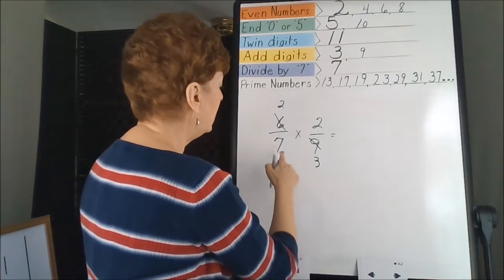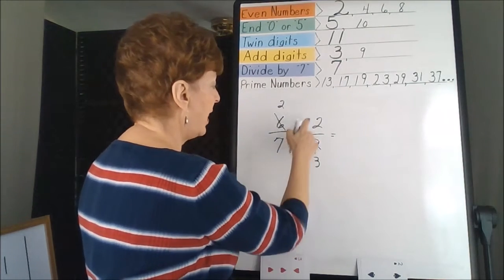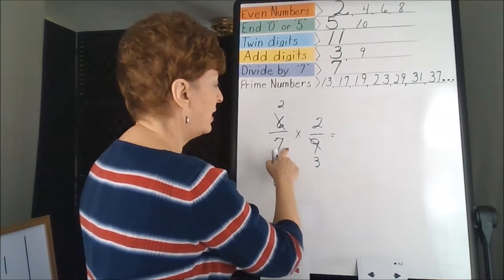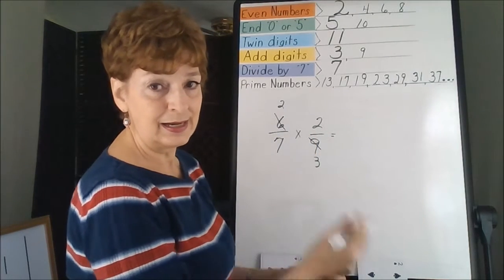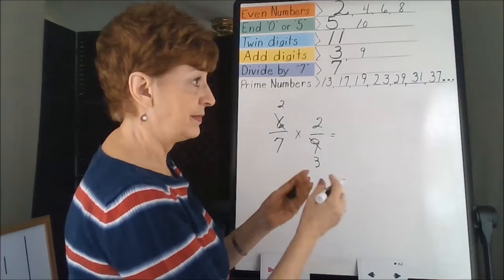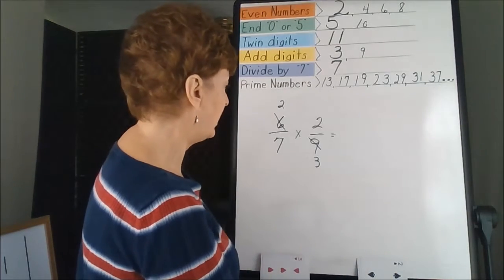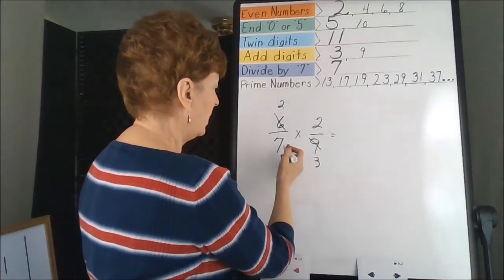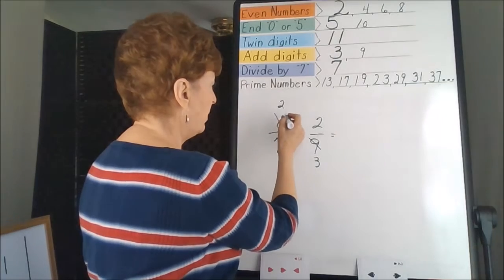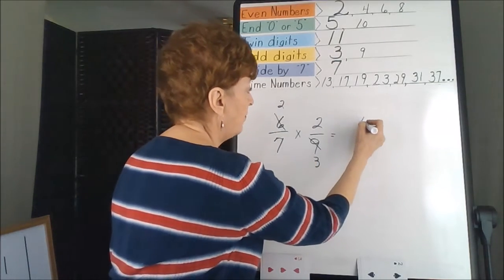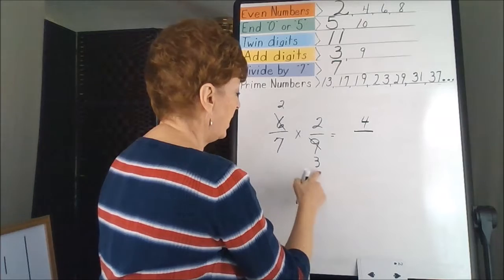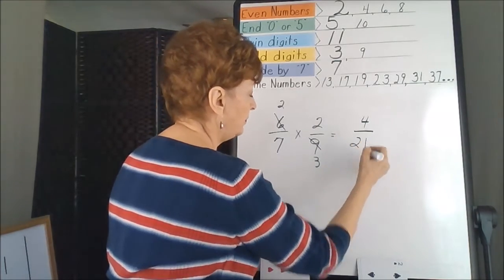That helps. 2 and 7, there's nothing I can do with those two because they don't have common lines. There's not anything common in their lines. So we would go 2 times 2 is 4, and 7 times 3 is 21.